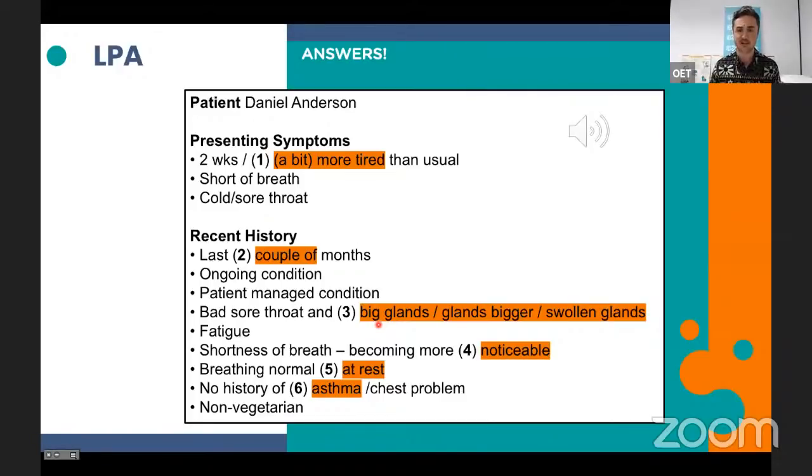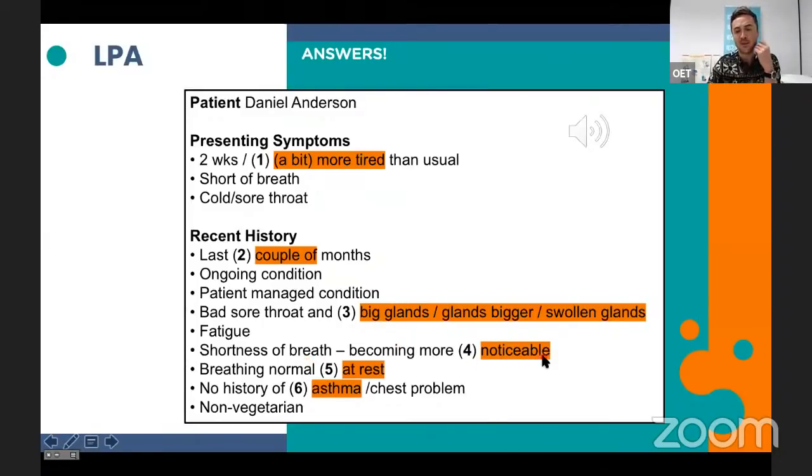So for this one, for example, he said big glands, which sounds a bit weird, right? Bad sore throat and big glands. But if you write bigger glands or glands bigger, or even swollen glands, that would be considered correct by the examiner. So if you had anything around bigger glands, swollen glands, that was correct.